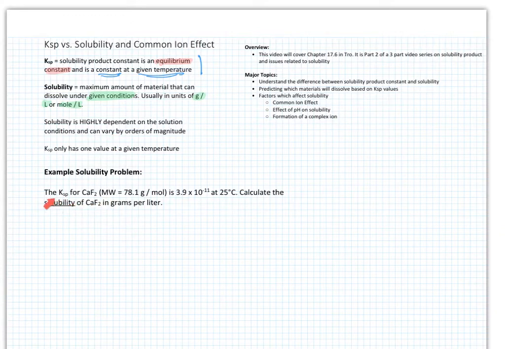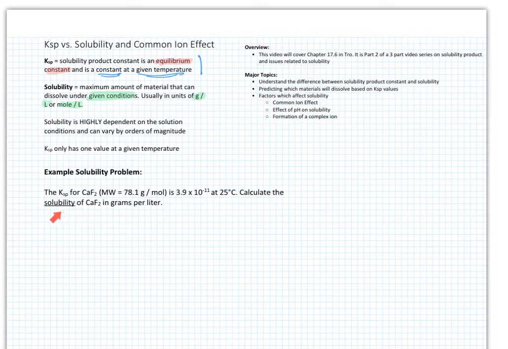Okay, so here's an example. KSP for calcium fluoride, we're given the molecular weight, is 3.9 times 10 to the minus 11 at 25 degrees C. Remember, the temperature does impact the equilibrium constant. Any equilibrium constant is impacted by temperature.